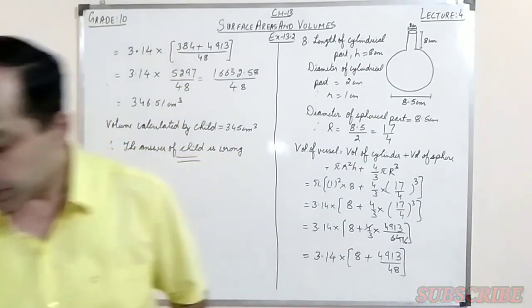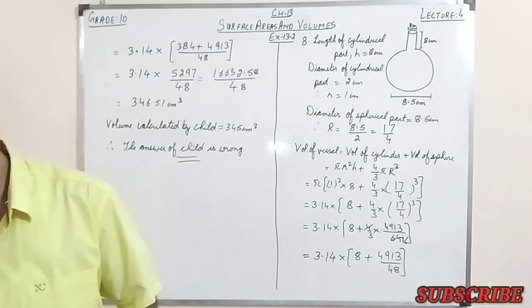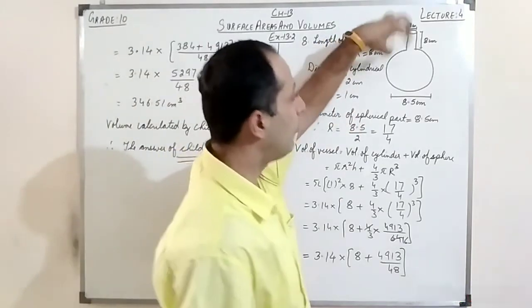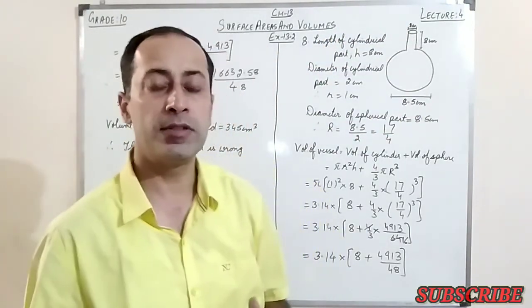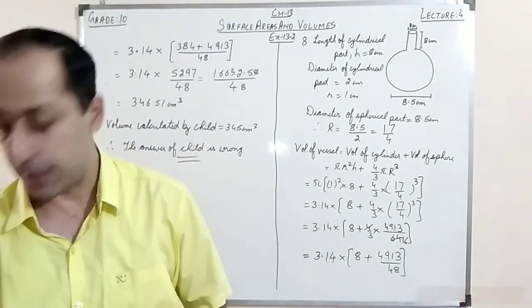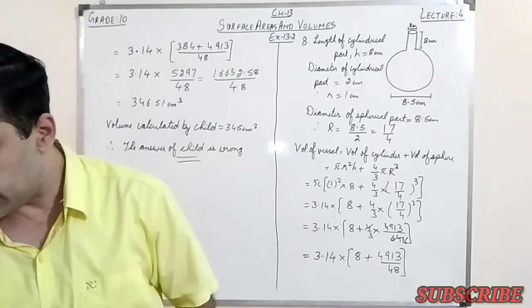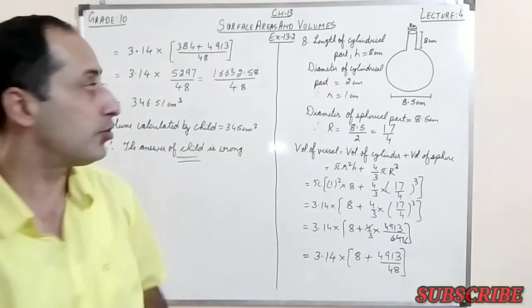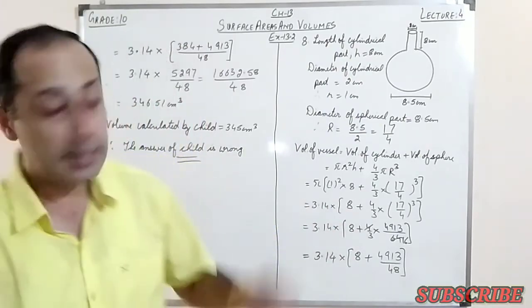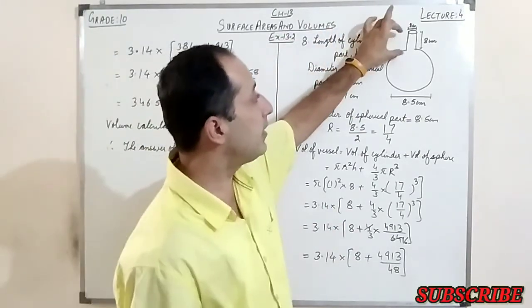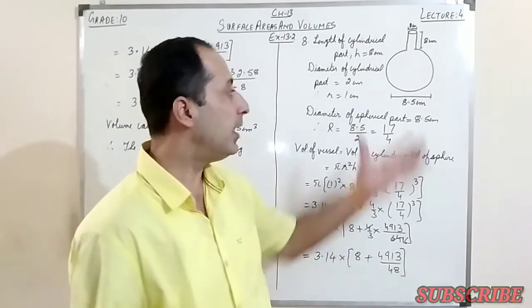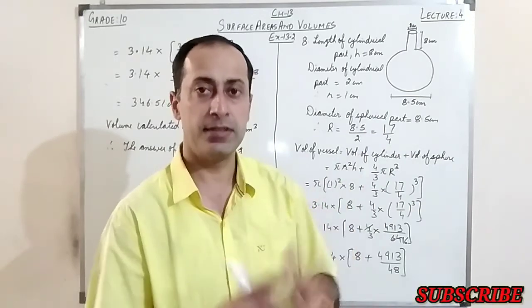Now what they have given: by measuring the amount of water it holds, the child finds its volume to be 345 centimeter cube. So the child puts water inside it and finds the volume of this container to be 345 centimeter cube. Now we have to check whether she is correct, taking the above as the inside measurements. The length of the cylindrical neck is 8 centimeter and its diameter is 2 centimeter, and the diameter of the spherical base is 8.5.